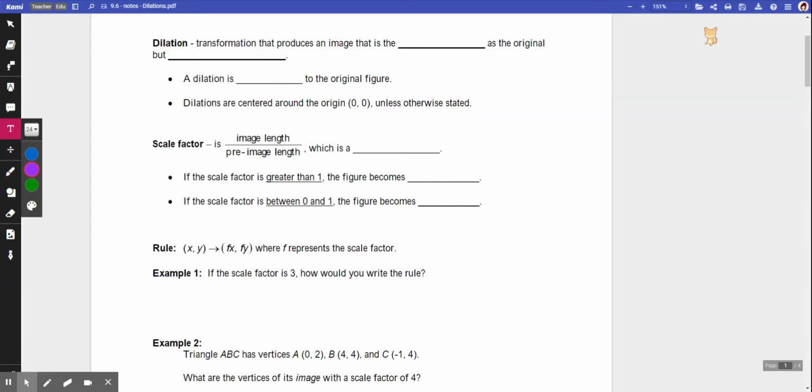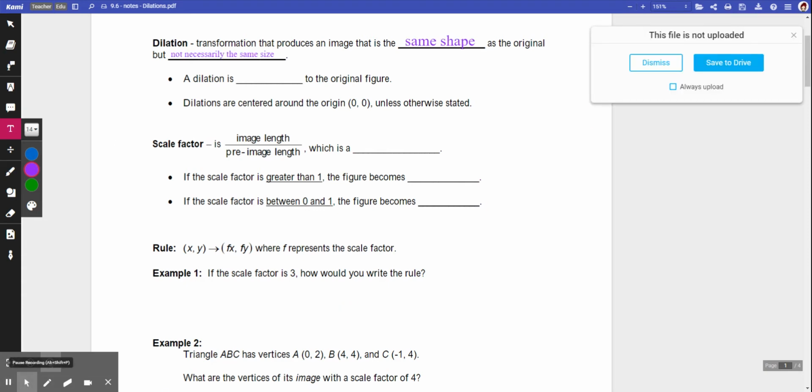Good morning, sunshines. We're going to talk about dilations. So, a dilation is our last transformation that we're going to talk about. It is a transformation that produces an image that is the same shape as the original, but not necessarily the same size.